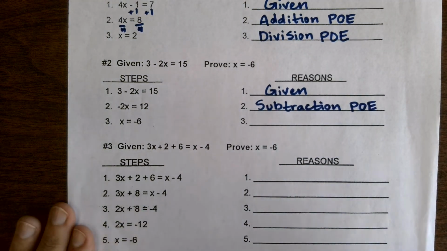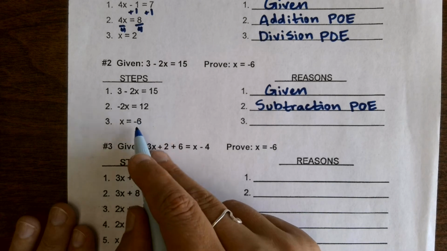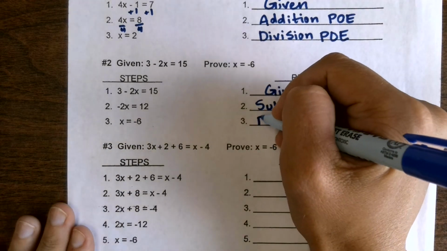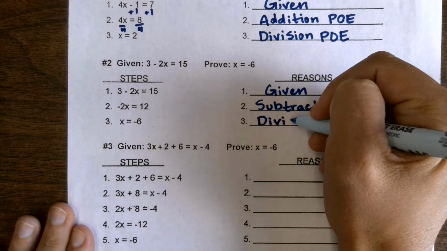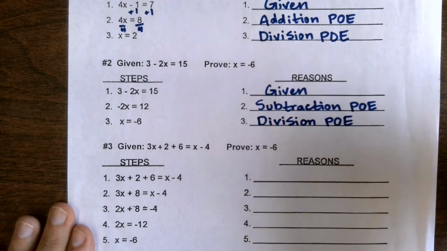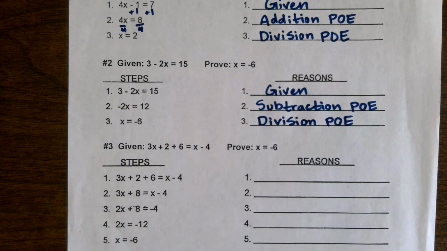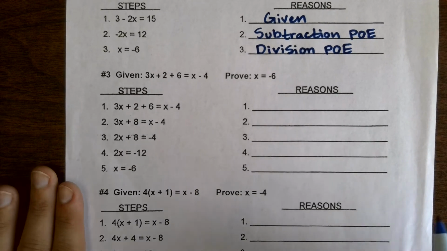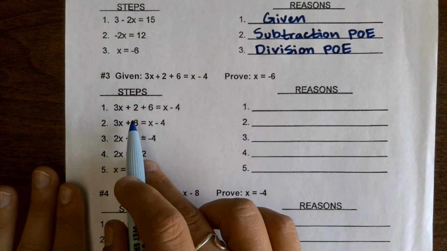And then our last step in an equation, a lot of times our last step is division, but dividing both sides by a -2. So our last step reason is division property of equality. All right, tracking? I hope so. If not, show up in that Google Meet so we can talk about it.